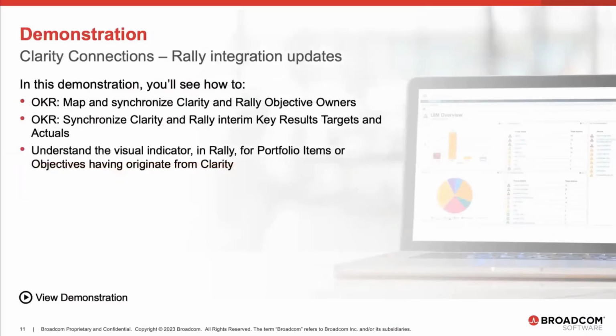So let's talk about the demo. In the demo, you'll see how to map and synchronize Clarity and Rally objective owners, synchronize interim key results, targets, and actuals, and understand the visual indicator in Rally for portfolio items or objectives having originated from Clarity. So let's jump into it.